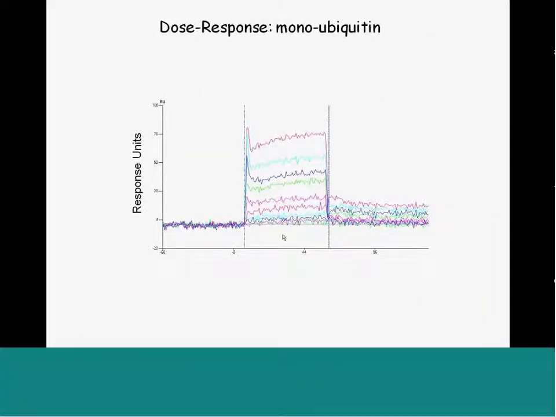Here I'm going back to the mono-ubiquitin. Upon injection, our interaction or refractive index change would be almost instantaneous. And you'd see it level off, and then as soon as we stop the injection, the ubiquitin would fall off, and the response unit returns close to basal. So the association is very rapid, and the dissociation in this particular case is also very rapid, although it's not completely dissociated. Again, our injection times are usually around 60 seconds. We were injecting, again, very small volume.